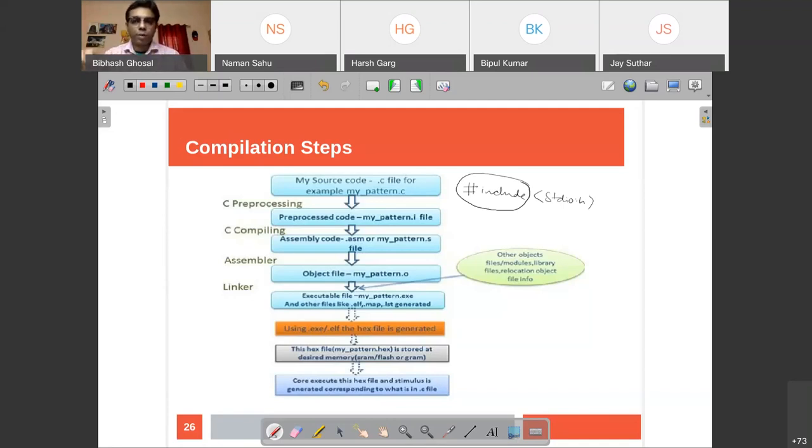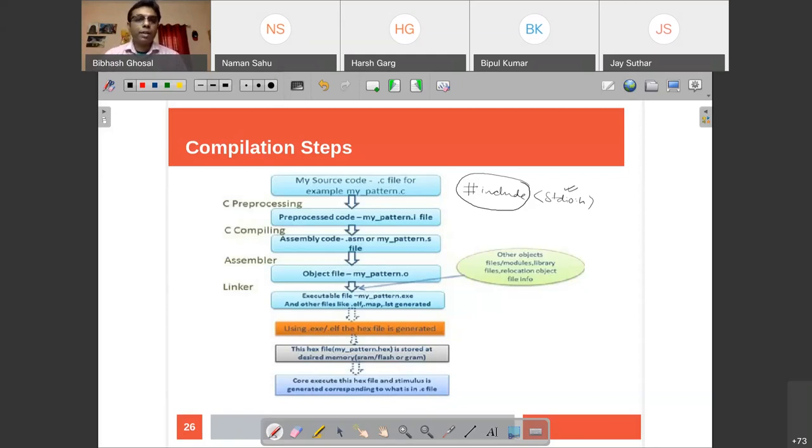So this software runs that, finds out the meaning. It pre-processes that. Pre-processing means it finds out what should be done. It understood what should be done: this file should be included. It searches the file and includes it.